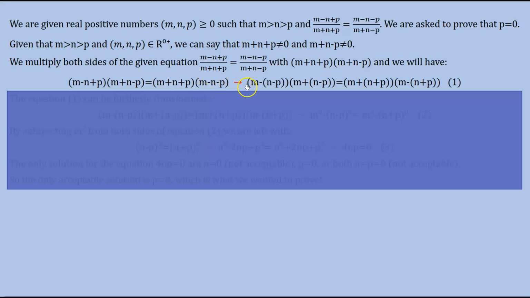Now we do a little bit of regrouping, and the equation will be transformed into (m minus n minus p) times (m plus n minus p) is equal to (m plus n minus p) times (m minus n plus p). We call this the form of equation number 1.